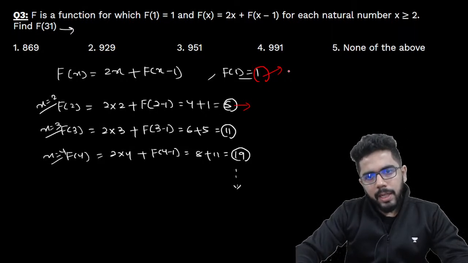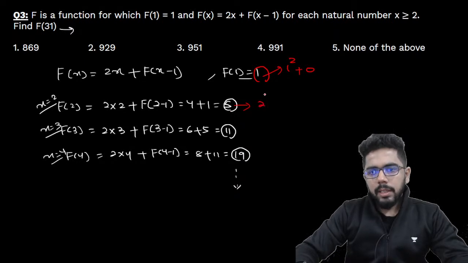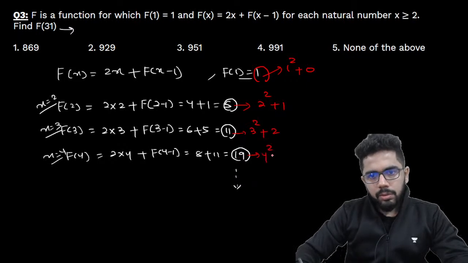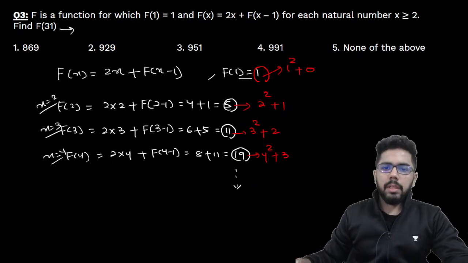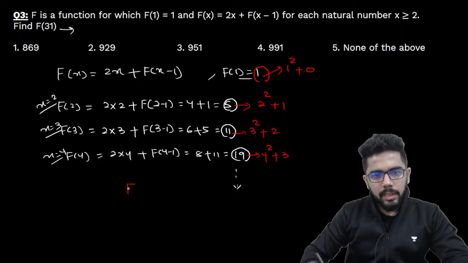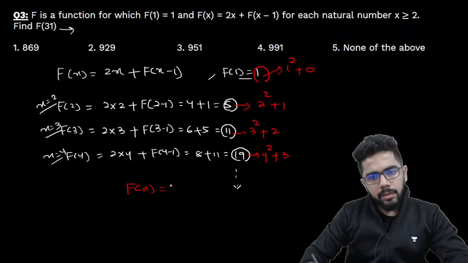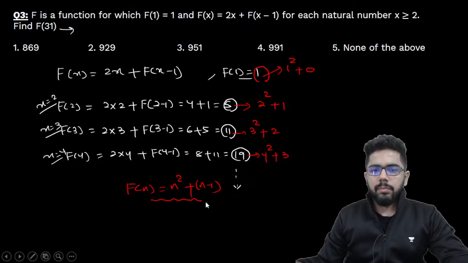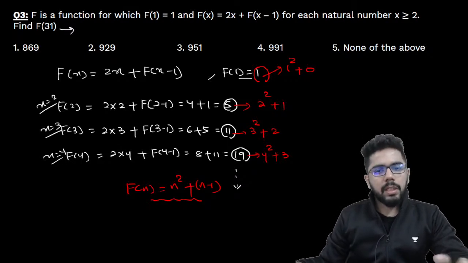Now 1, if I write it as 1 square plus 0, 5 I'll write it as 2 square plus 1, 11 I'll write it as 3 square plus 2, 19 I'll write it as 4 square plus 3. Can you see the pattern now? Basically I get this: f of n is n square plus n minus 1.